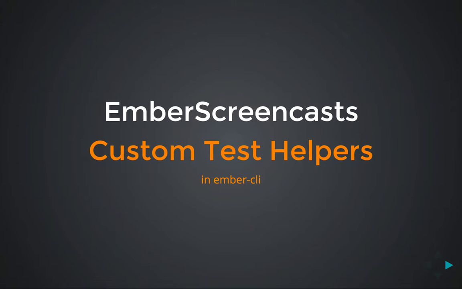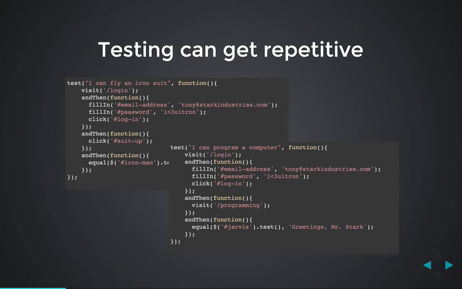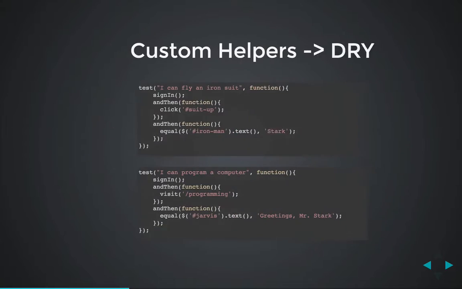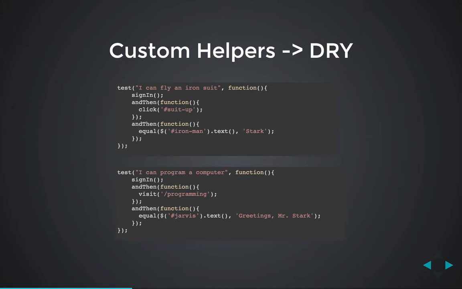Today we're going to learn how to create custom test helpers in Ember-CLI. So testing is great, but it can get repetitive. Here we have two tests, and the first six lines in each of them are the exact same. You want to put them in a function, but let's say they're in different test files. That's where custom helpers come in.